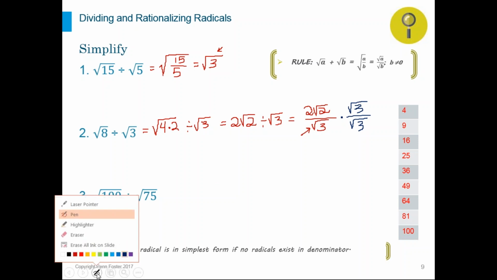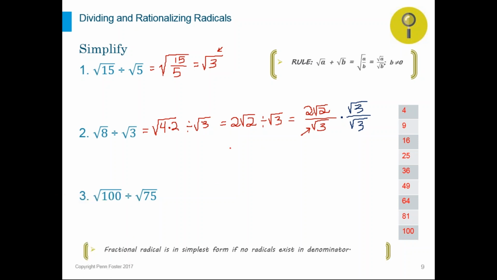So let's do the multiplication then. We're multiplying 2 square root of 2 times the square root of 3 divided by 3, right? And then, just simplify, multiply 2 times 3, and that will give you 2 square root of 6 divided by 3. And this is your simplest form of the answer. This is your final answer.